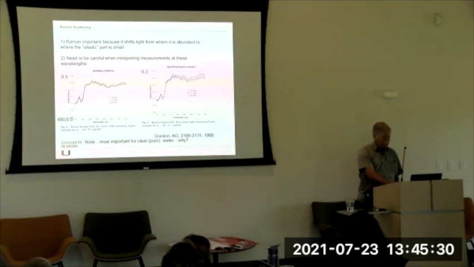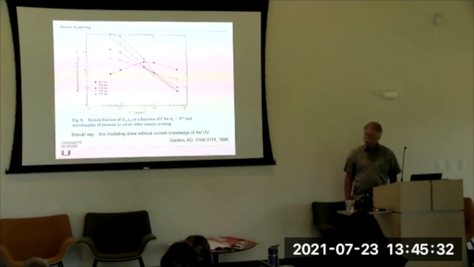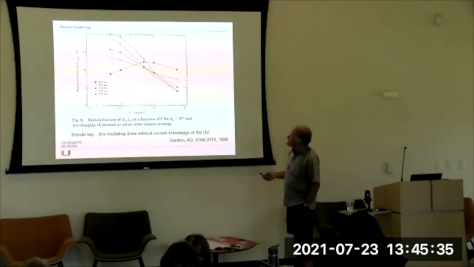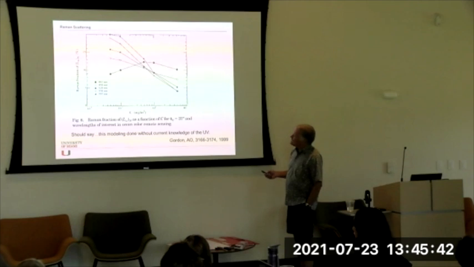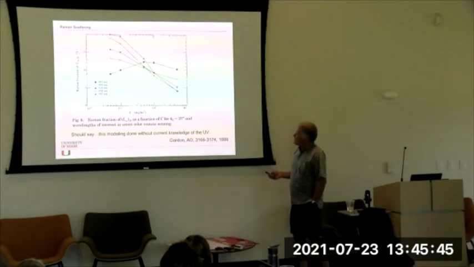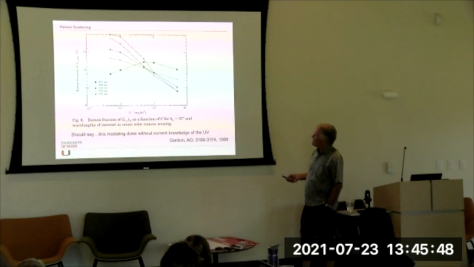So most important for clear water, let's see. Here's a graph showing you the same sort of idea: Raman fraction of the water leaving radiance at nadir, in percent, as a function of chlorophyll for different wavelengths. And once again, I say this without our knowledge of UV. If you look at 443 nanometers, it actually increases here as the chlorophyll increases.